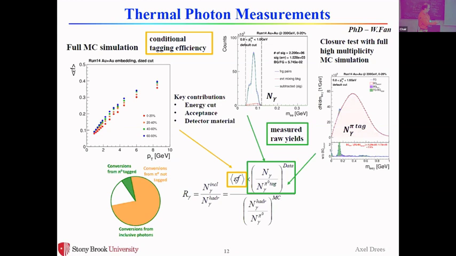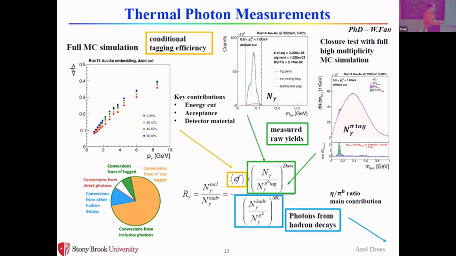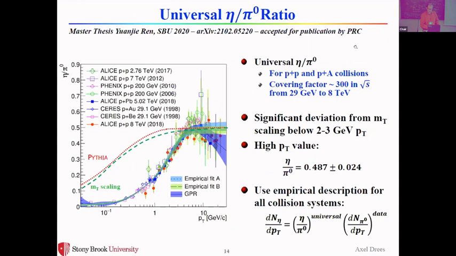Okay, and then last but not least, you have to measure the contribution of the photons from hadron decays, and then you get the conversion contribution from direct photons. I'll spend a couple of slides discussing this because we have made some improvements in our approach. And what I want to show you is that this eta to pi zero ratio seems to actually be a very universal function. And that is shown.